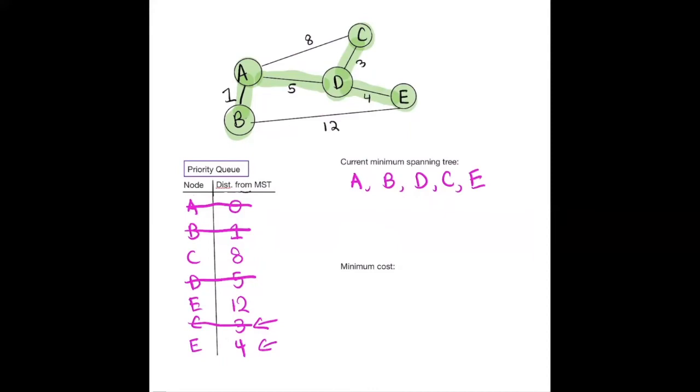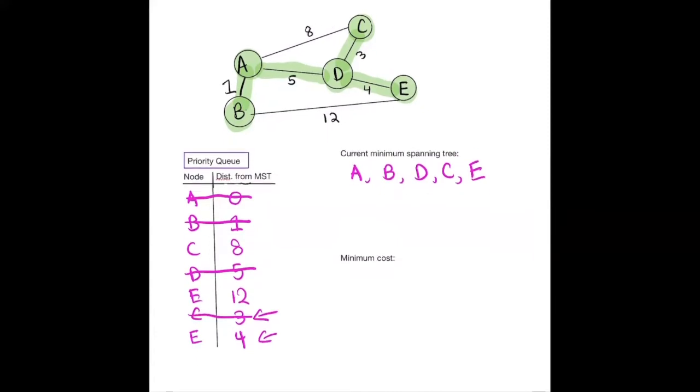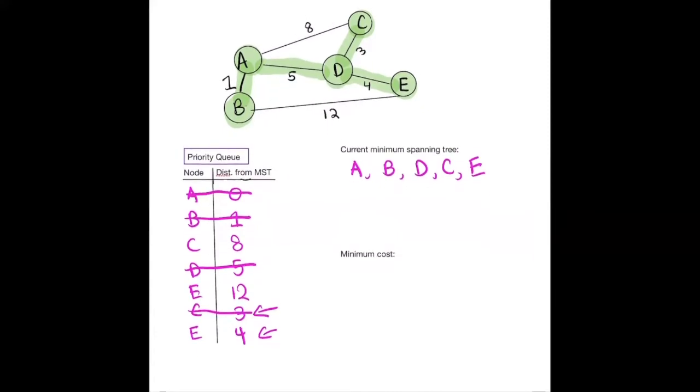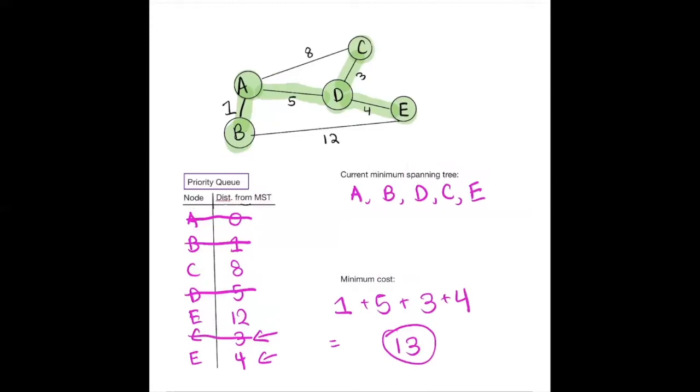And we can calculate the minimum cost by summing the edge costs. So the edge connecting A and B has a cost of 1. The edge connecting A and D has a cost of 5. The edge connecting D and C has a cost of 3, and the edge connecting D and E has a cost of 4. So now we can see that our total cost will be 13. And everything highlighted in green here is our MST.